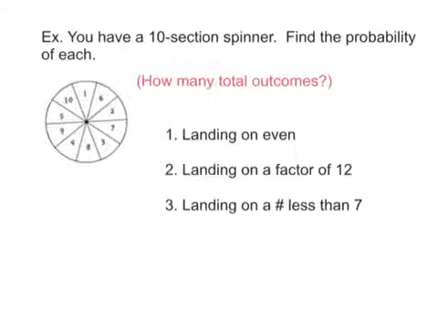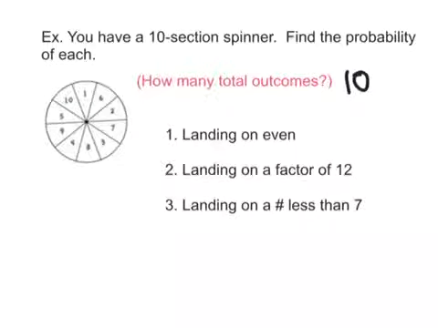Okay, so just a quick set of practice problems on finding probability. It says you have a 10-section spinner. Find the probability of each. Now, before you begin a probability problem, I always suggest you think about this question right here. How many total outcomes are there? Well, you're spinning a 10-section spinner. Sounds like you're only going to spin it once. It doesn't say anything about spinning it more than one time. So how many total outcomes are there? Well, of course, since it's a 10-section spinner, we have 1, 2, 3, 4, 5, 6, 7, 8, 9, and 10. There are 10 possible outcomes.